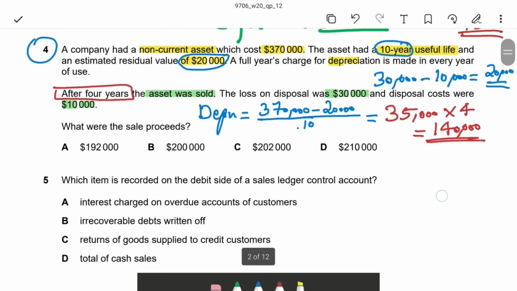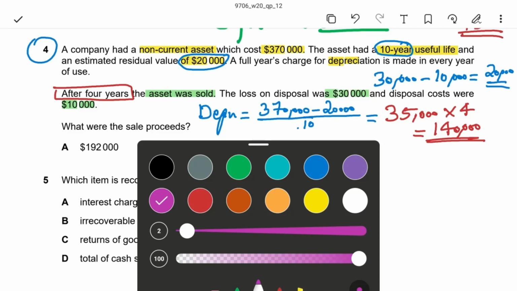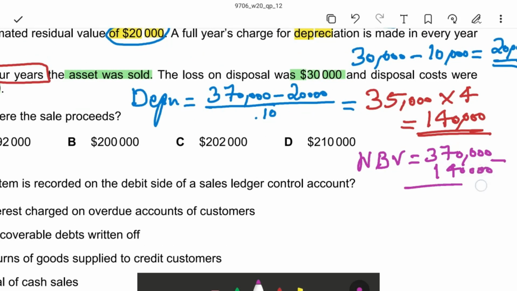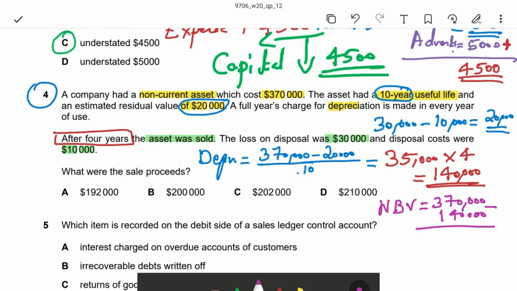Now we have to calculate the net book value. Net book value is equal to cost minus depreciation. So net book value is 3,70,000 minus 1,40,000. That is 2,30,000. How much is the amount?